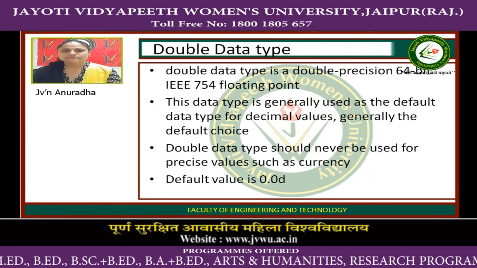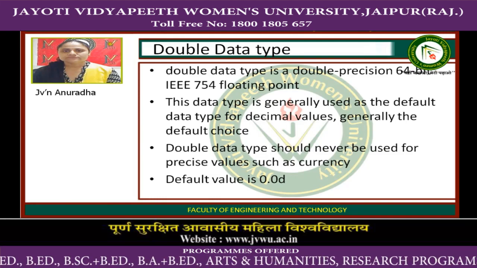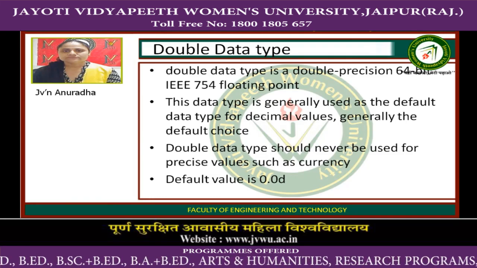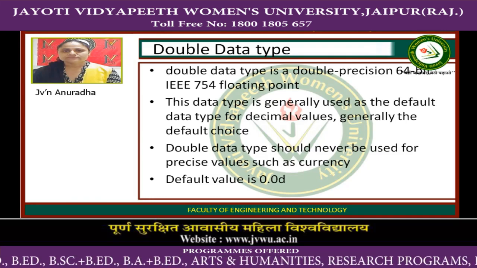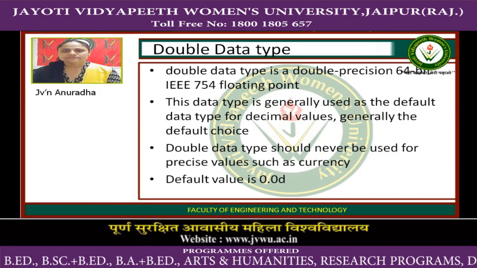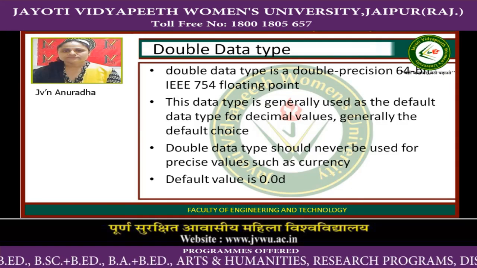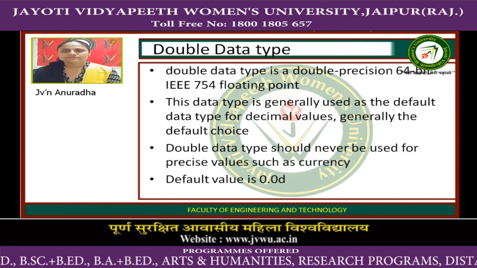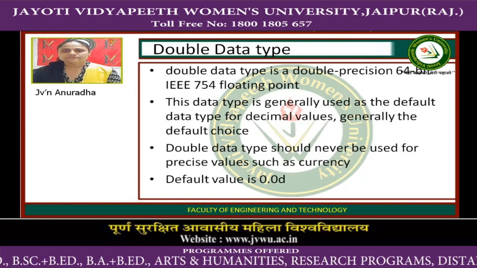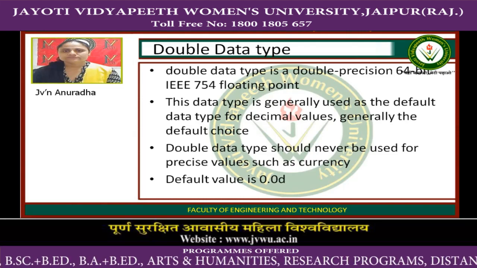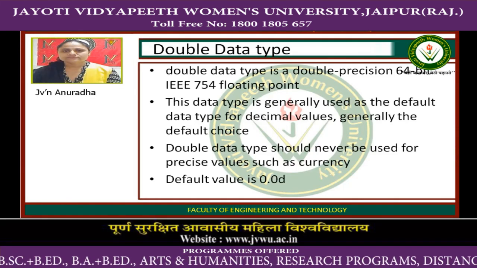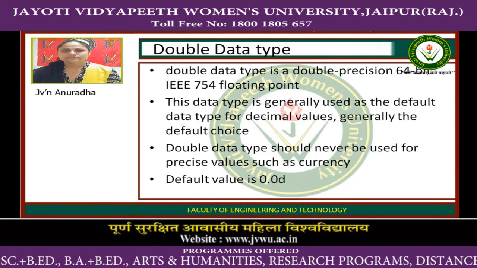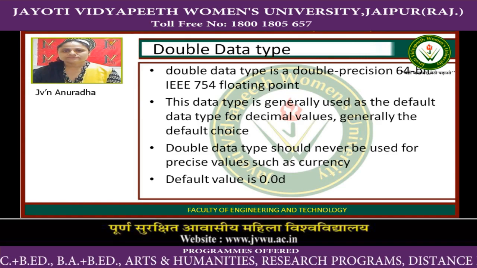Now next data type is double data type. Double data type is a double precision 64-bit IEEE 754 floating point. This data type is generally used as a default data type for decimal values, generally the default choice. Double data type should never be used for precise values such as currency. Default value is 0.0d.